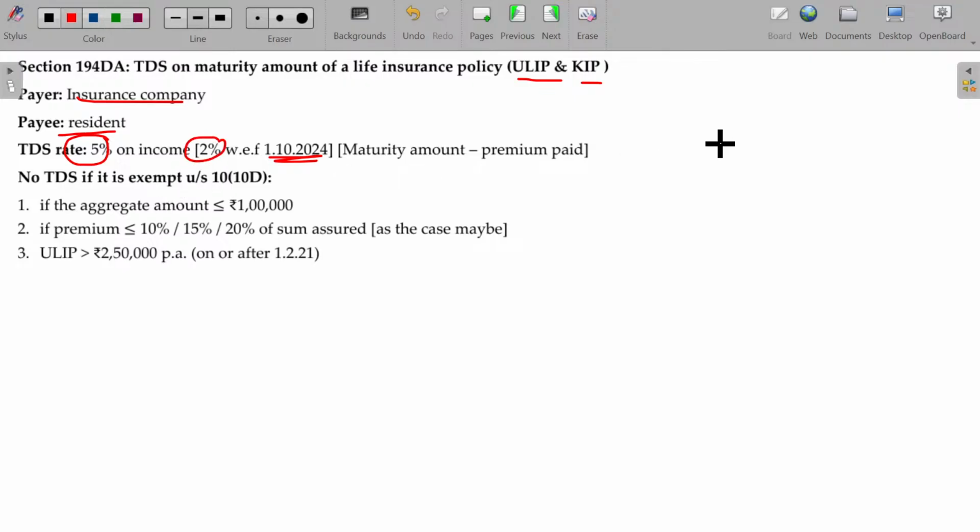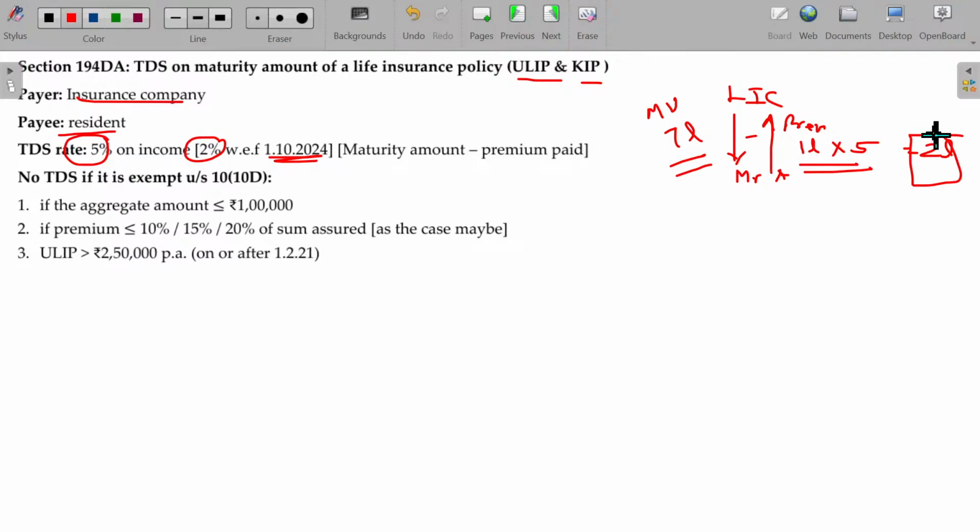Okay. If the premium paid by Mr. A to LIC company is 1 lakh per month for 5 years, on maturity he gets around 7 lakhs. So this is about the maturity value. The difference between these two: 5 lakhs is invested, 7 lakhs it gets, so only 2 lakhs additionally it gets, and only on that TDS is applicable, that too at 5% or 2%.